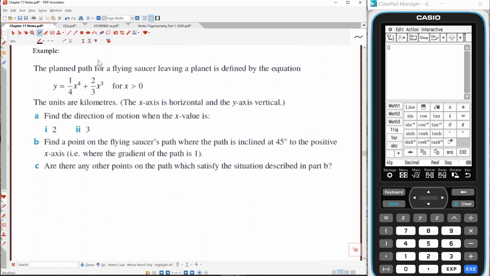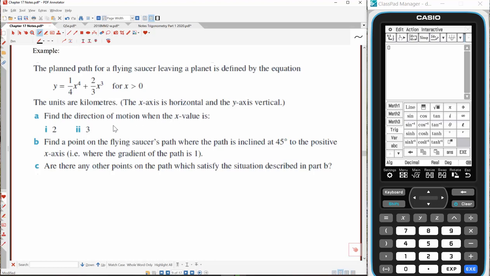So the planned path for a flying saucer leaving a planet is defined by this equation. The units are kilometers. The x-axis is horizontal, the y-axis is vertical. Find the direction of motion when the x value is 2 and 3.